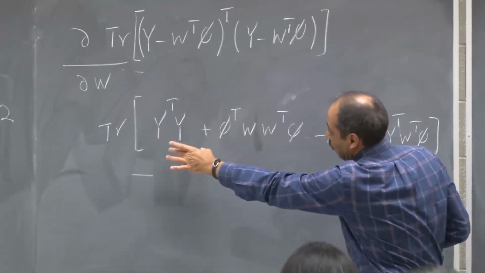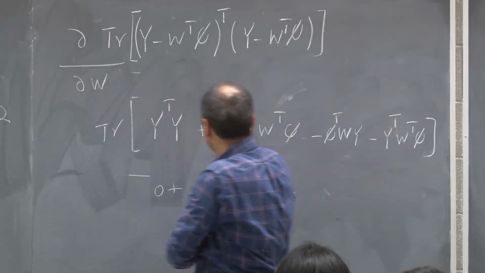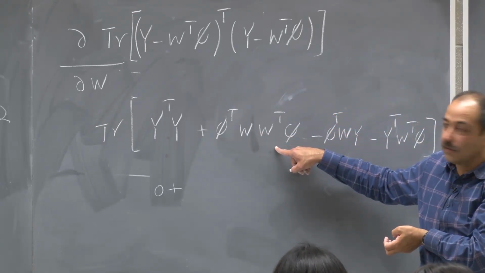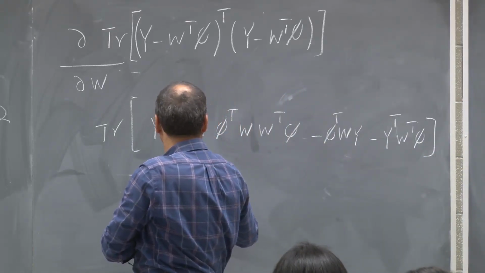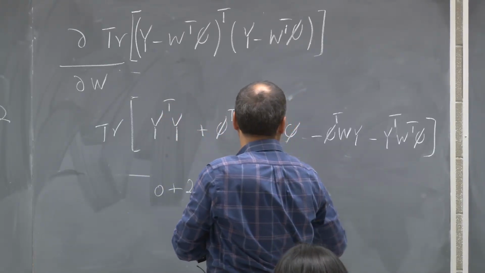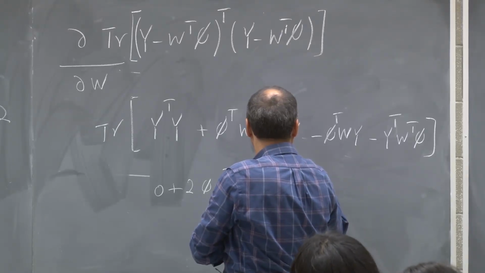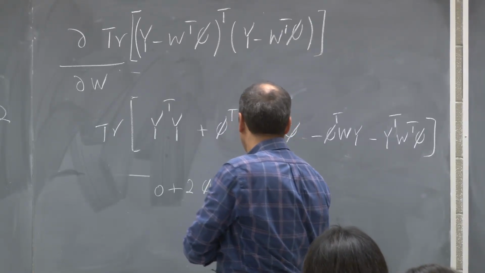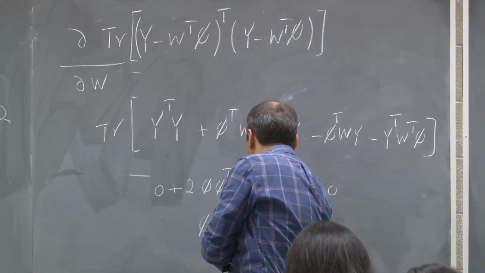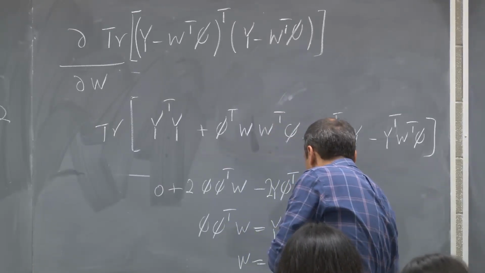Now you have to take the derivative of this trace with respect to W. This term is 0. The derivative of the trace of phi transpose W W transpose phi is quadratic with respect to W, and it's just 2 phi phi transpose W. And the derivative of the trace of the other terms with respect to W is just y phi transpose. This is also y phi transpose. And then you set it to 0. So phi phi transpose W is y phi transpose. So W is phi phi transpose inverse times y phi transpose.